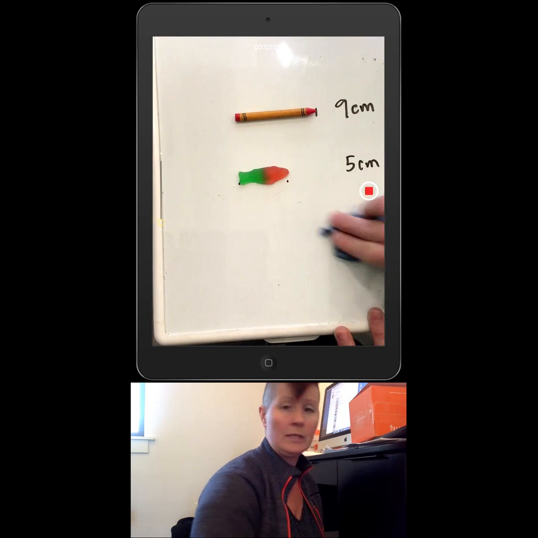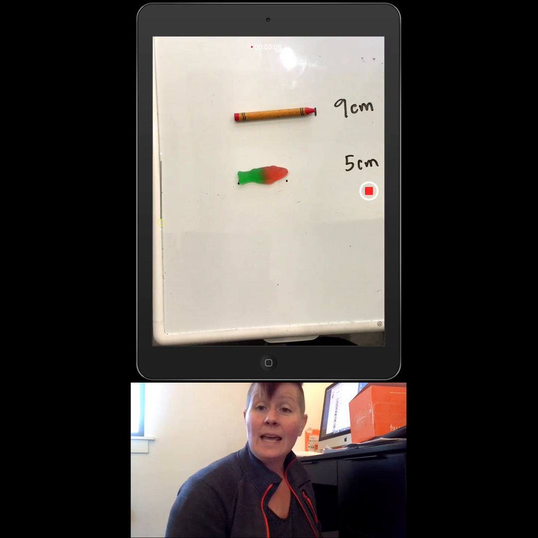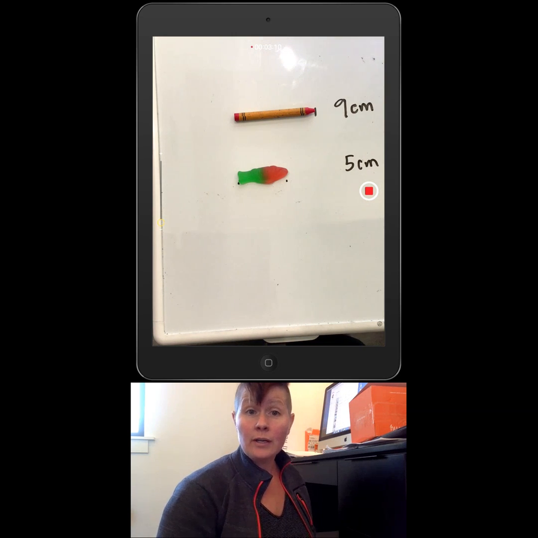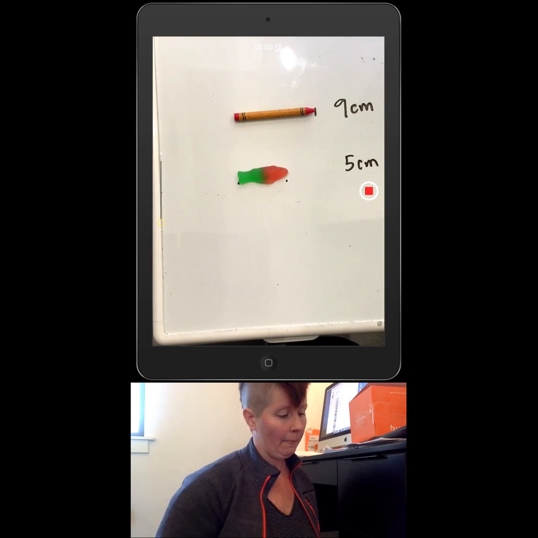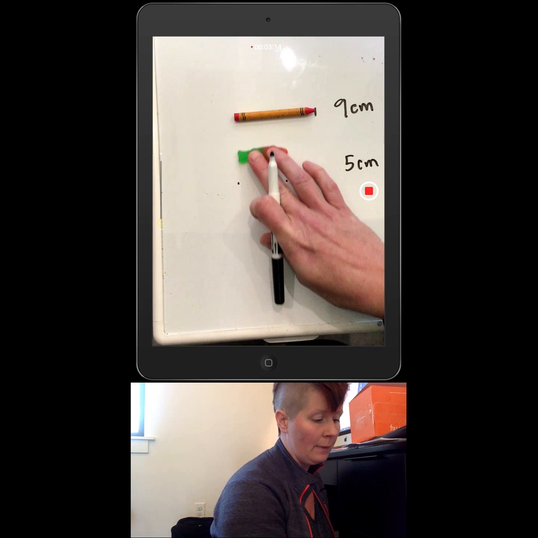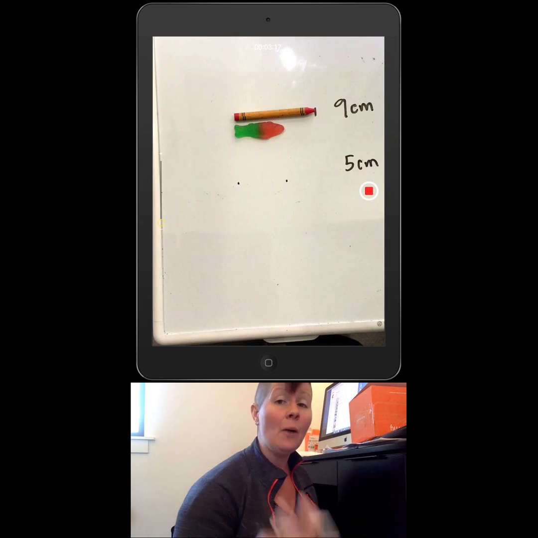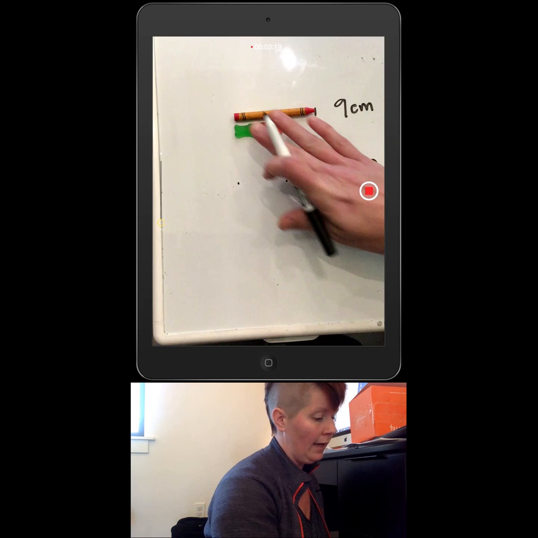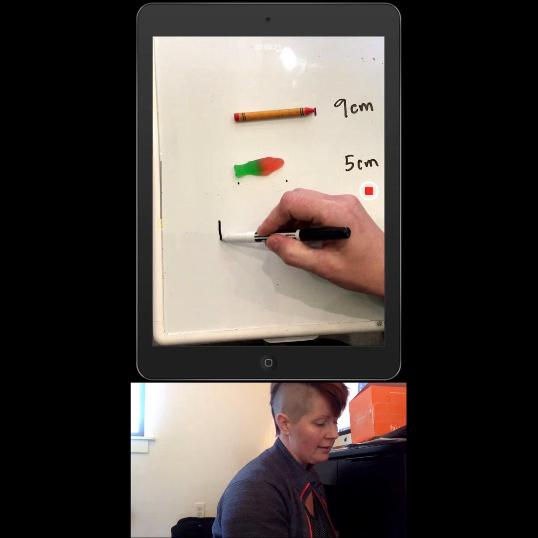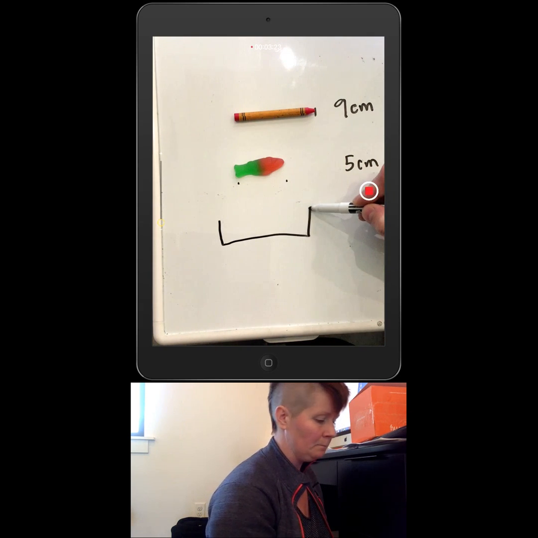But now I'm going to ask you a different question. What if I said, how much shorter is the fish than the crayon? Because obviously he's smaller. Look, if I put him up side by side, he is shorter. But how much shorter?